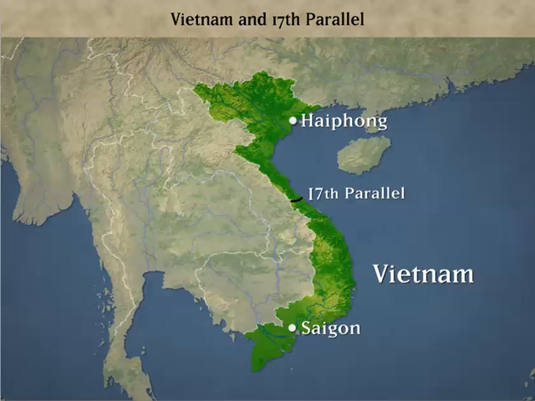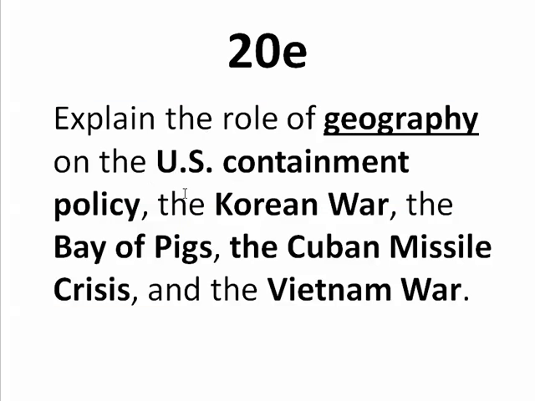Okay. Alright, and that is it. That is the geography of containment. Explain the role of geography of U.S. containment policy, Korean War, Bay of Pigs, Cuban Missile Crisis, and Vietnam War.